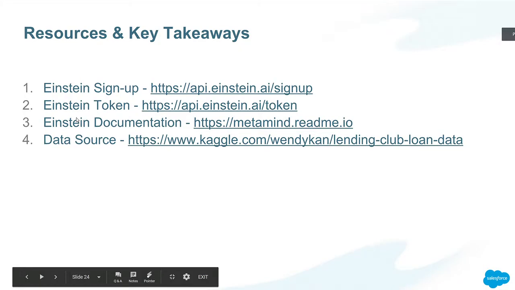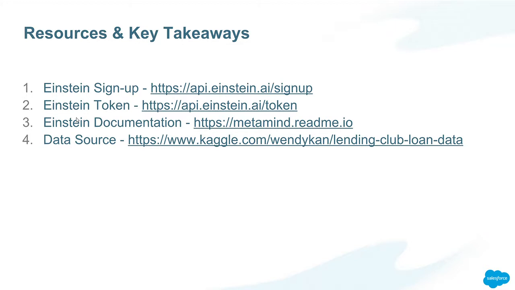Okay. All right, so I believe these slides will be publicly available for you guys, but some of the key resources to take away here is the Einstein sign up. That's where you go to get access to Einstein itself, the token class to get the authentication, and the documentation itself. I also put a link in here to the data we used to train our models. It's publicly available. I believe the University of Pennsylvania is the one that collected all the data. But that's basically what we used to combine.